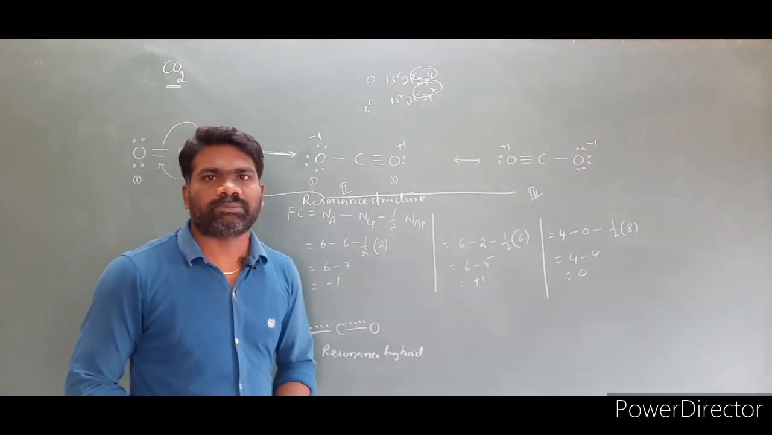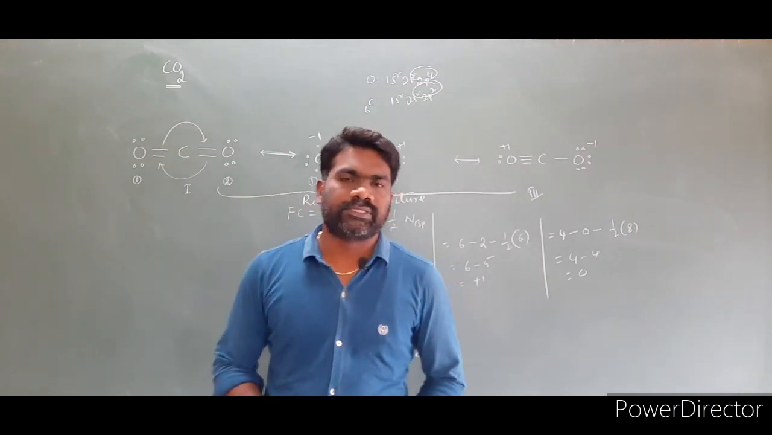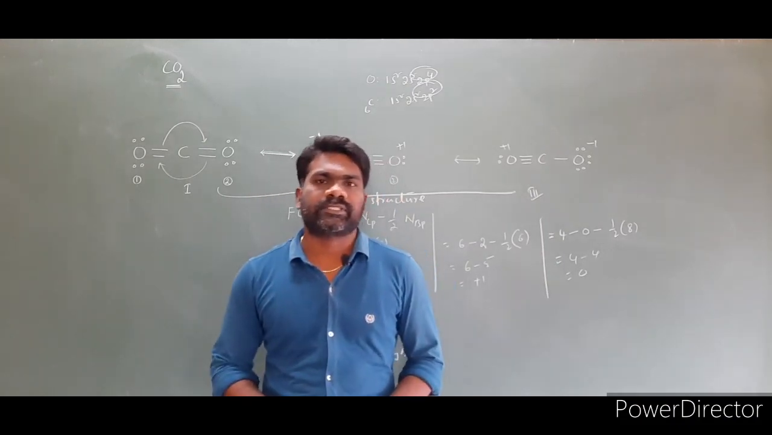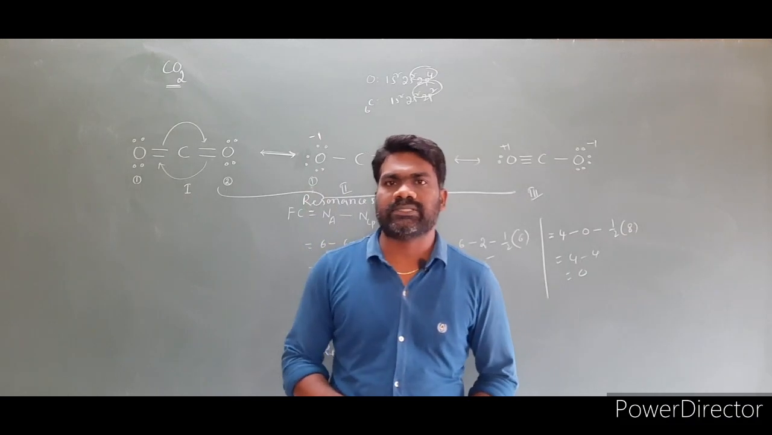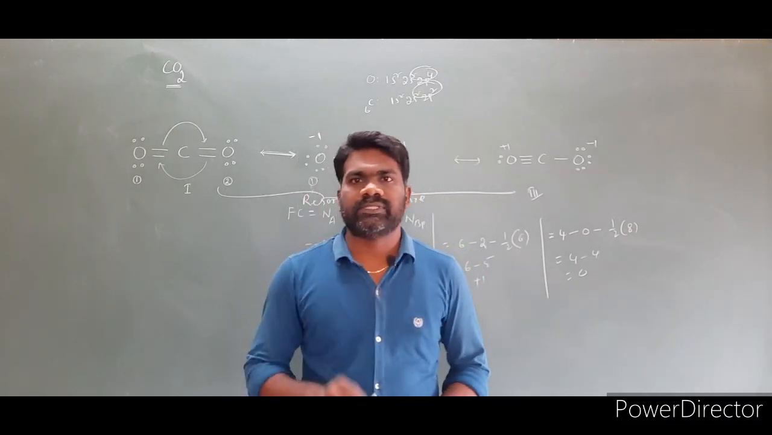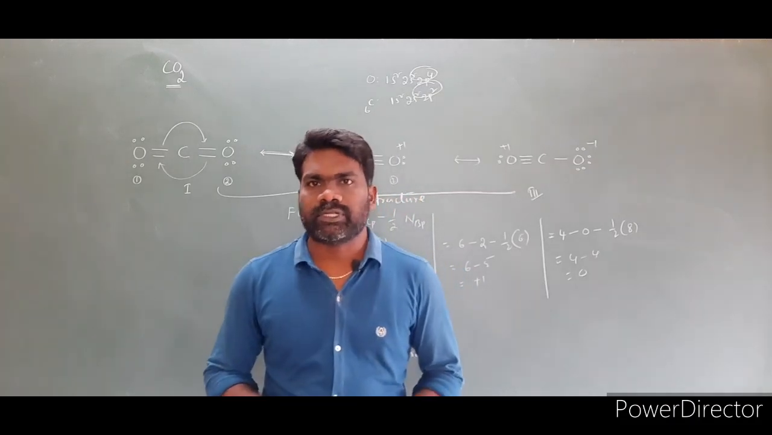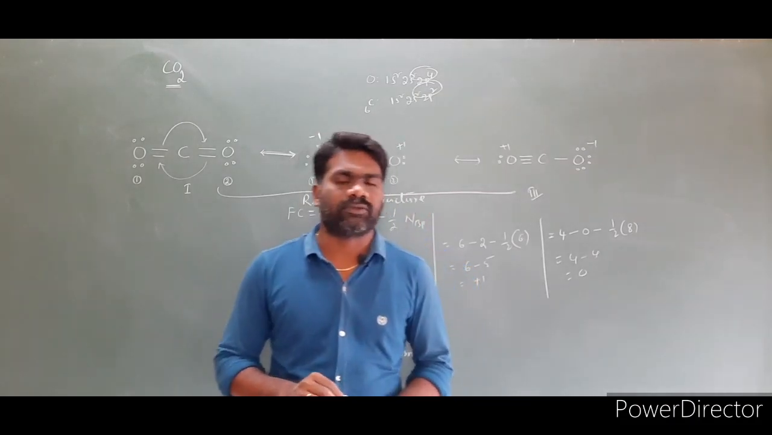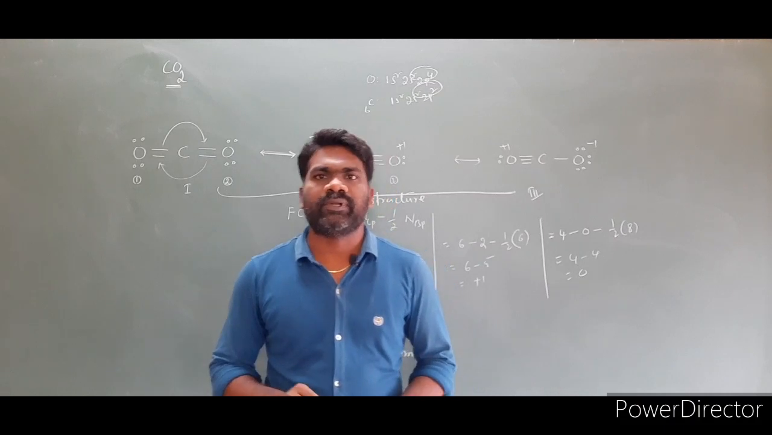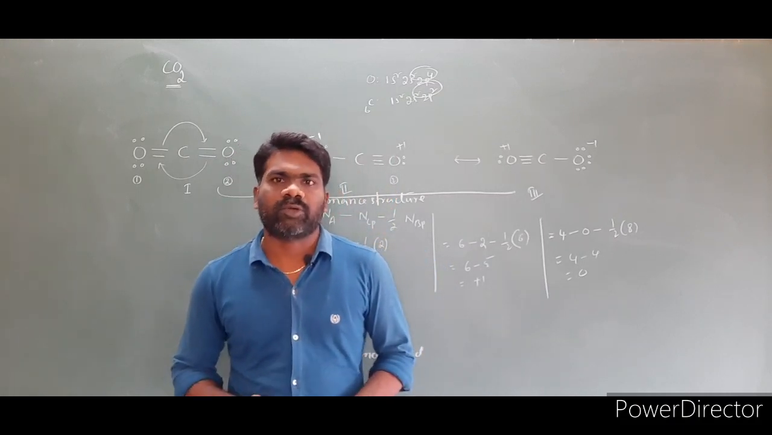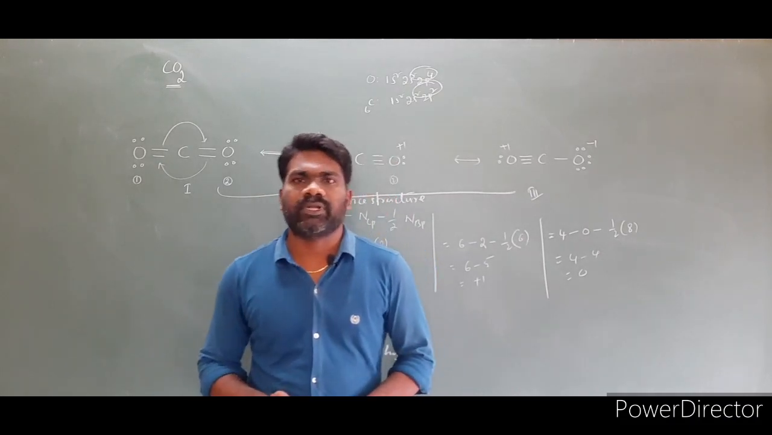This is the concept of resonance. Resonance is defined as the existence of 2 or more Lewis structures for a given molecule. The main point is that the resonance structures have the same position of atoms or nuclei, but they have a different arrangement of electrons. This is resonance. Next class we will come out with another chemical bonding topic.